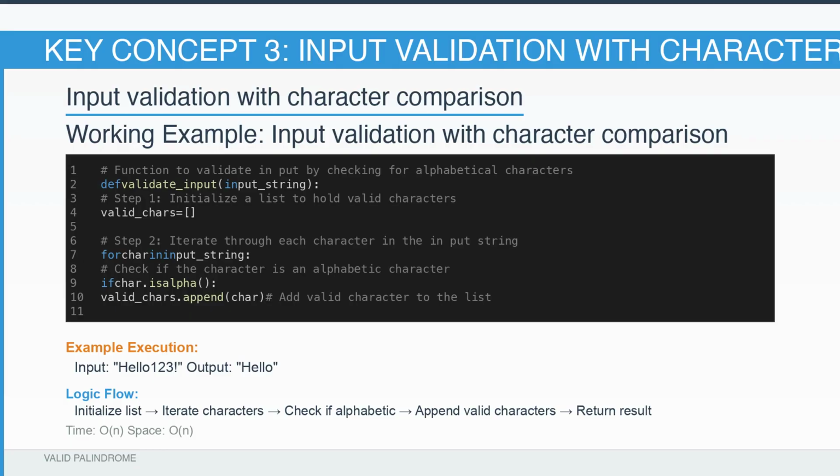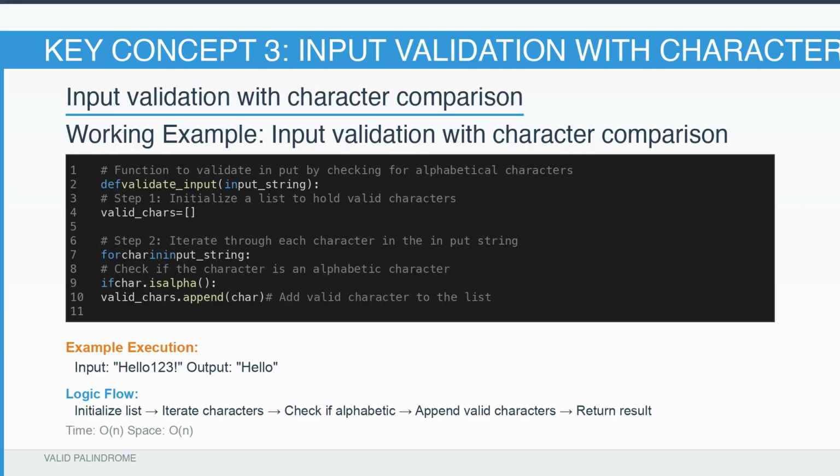This function takes an input string and starts by creating an empty list called valid_chars. Think of this list as a basket where we will only collect the characters we need. As we go through each character in the input string, we check if it's an alphabetic character using the isalpha method. If it is, we place that character into our basket, valid_chars. This means that any numbers or special symbols are simply ignored, helping us focus on the letters.